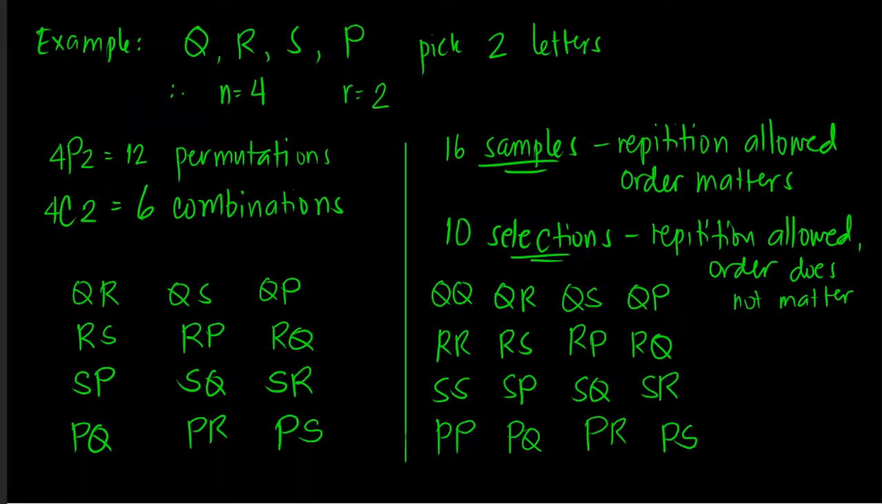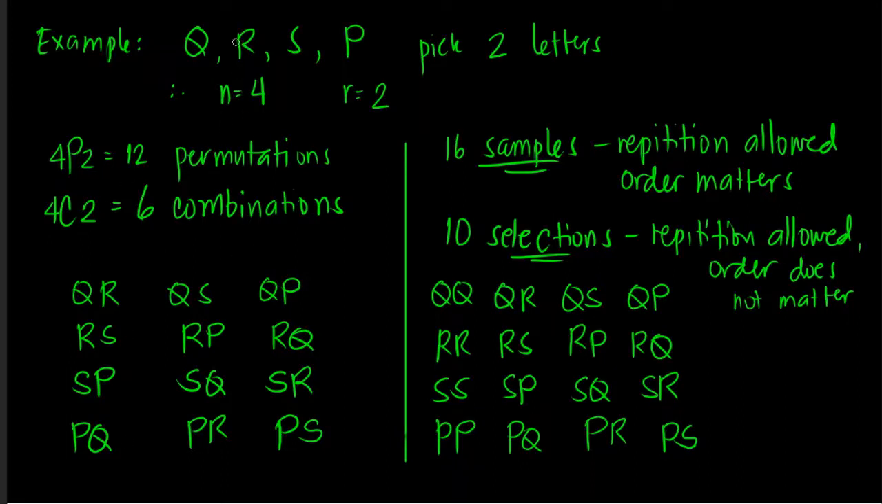Let me add one more example. So, we have Q, R, S, P. I want to pick 2 letters out of the 4 letters. So, just listing down the information that we have. N is equal to 4 elements. R is equal to 2 elements taken at a time. If you use your calculators, 4P2 is equal to 12 permutations. But 4C2 is equal to 6 combinations. So, again, I chose this because it is easy to list.